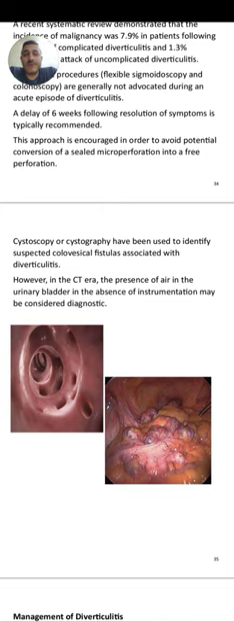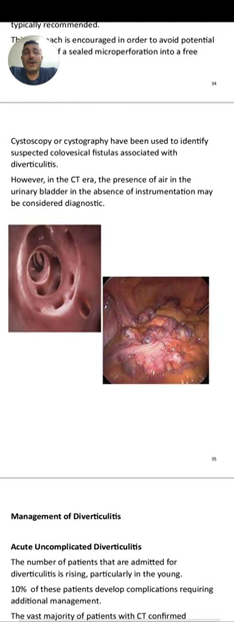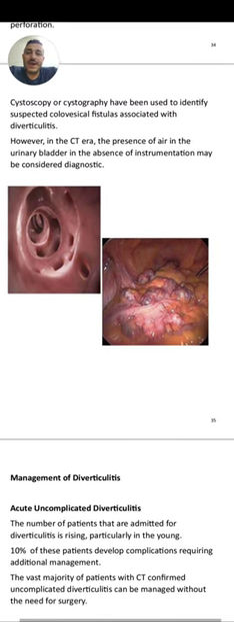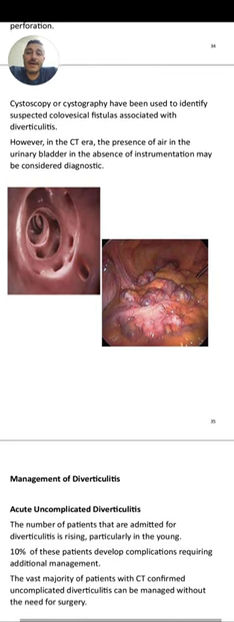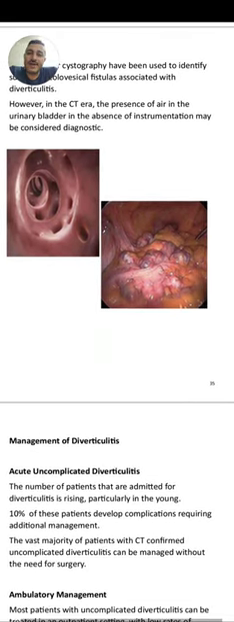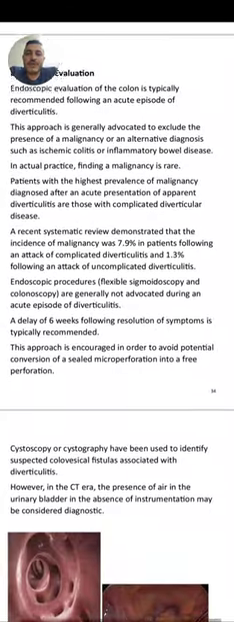In the literature that I'm talking from now, it says that in the CT era, when the CT appears, the need for cystoscopy is not that crucial, especially if we find gas in the urinary bladder without instrumentation on CT scan, that is fistula. For a patient with diverticular disease, that is fistula. Actually, I will not give you the answer of what is the investigation of choice for colovesical fistula, but I remember that it was either CT scan or cystoscopy. Okay, these are the information about the endoscopic evaluation.